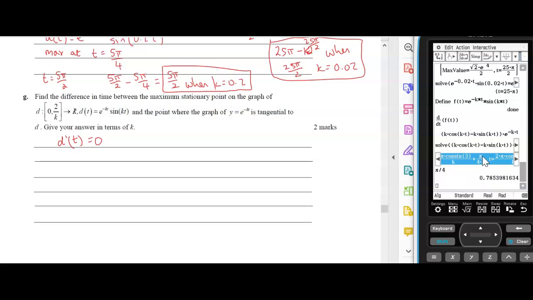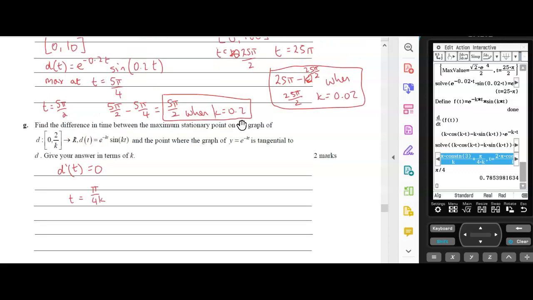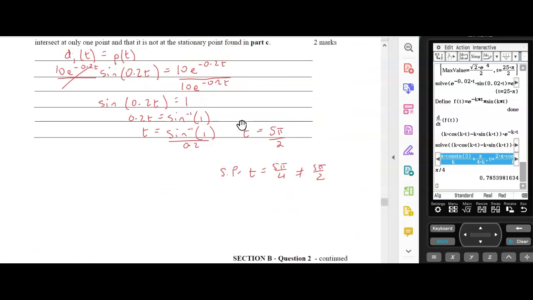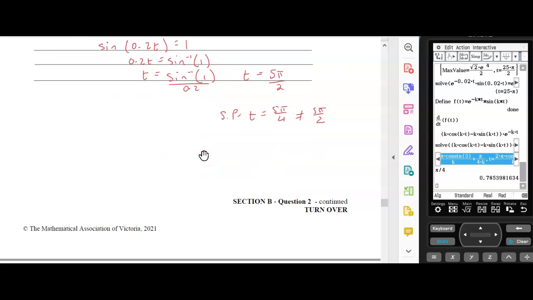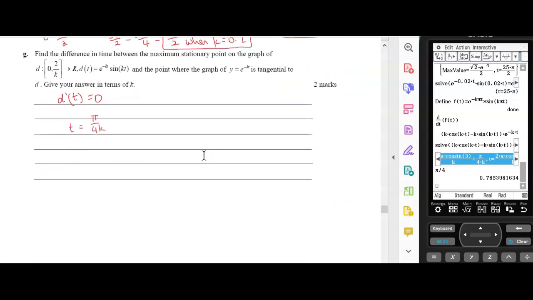So what we're going to have is t equals pi on 4k as our maximum stationary point, and then we want to look at the point where they cross. All right, so for the second part, looking at where they intersect, okay, so dt and y. If we go back up here, remember when I was solving it by hand, we ended up with 0.2t equals inverse sine of 1. So I'm going to use that knowledge to just do this here.